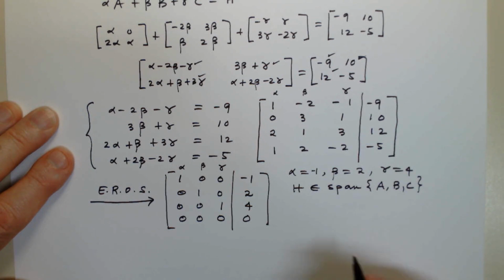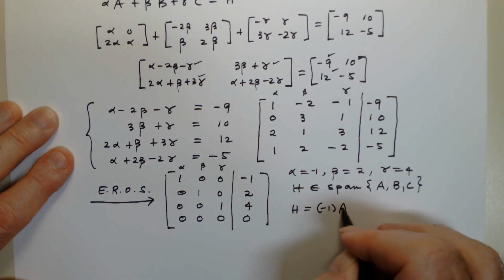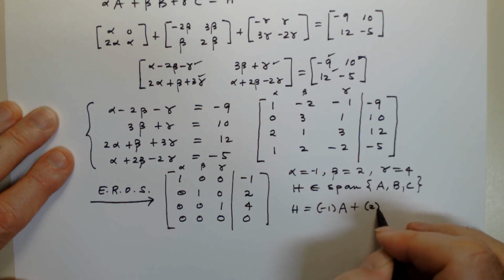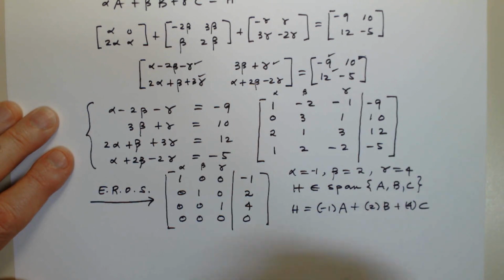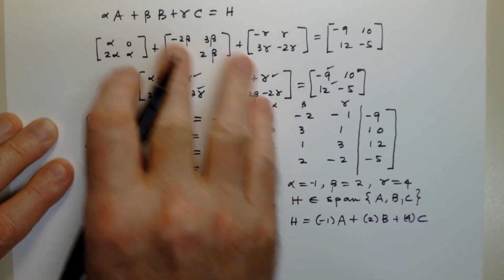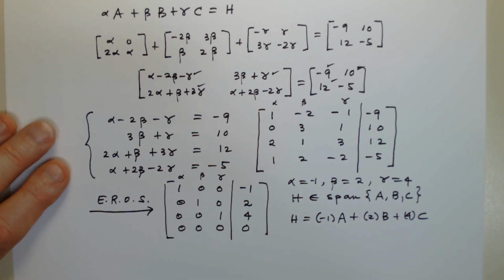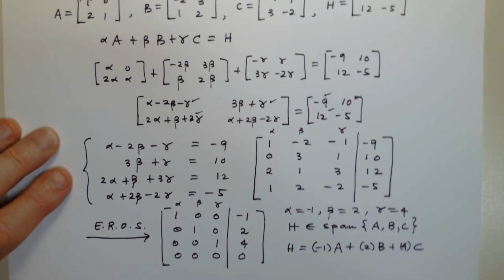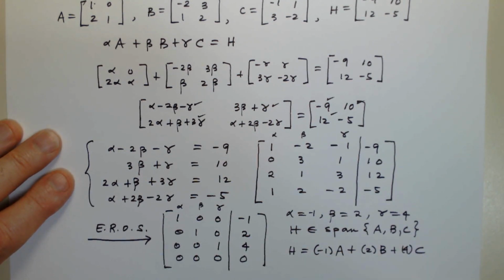And we can be actually quite explicit. We know that H, in fact, will be what I get when I take -1 times the matrix A, 2 times the matrix B, and 4 times the matrix C. And you can check that out. If you take these matrices and combine them in this way, you will, in fact, recover the matrix H. So H is in the span, and we can produce the literal set of coefficients that will give us a linear combination of A, B, and C to produce H.